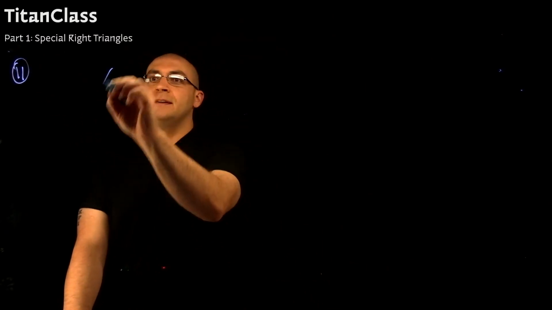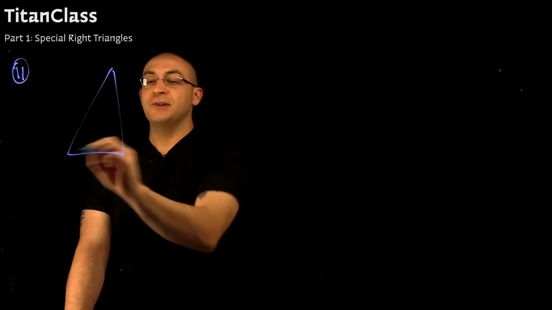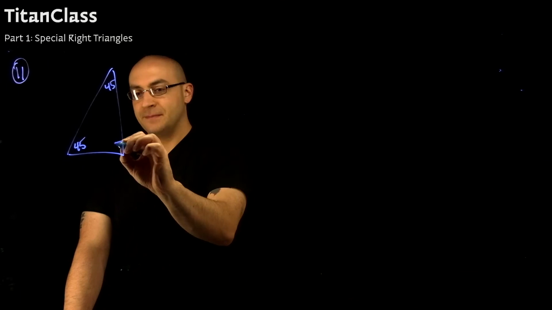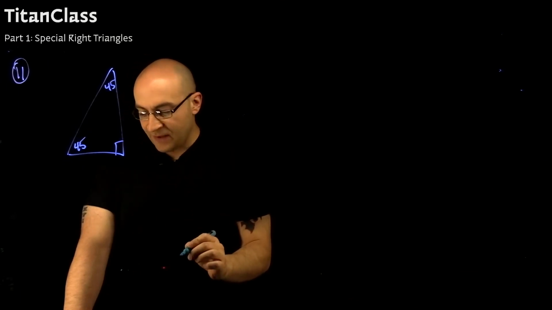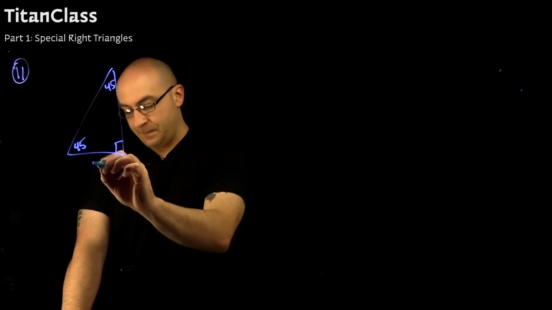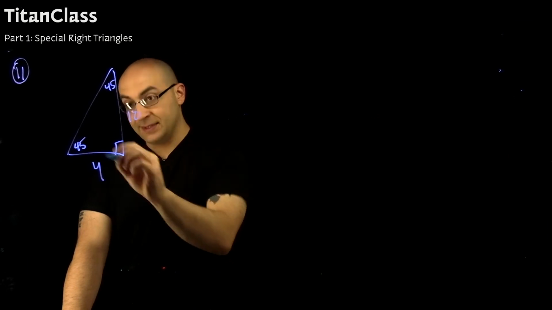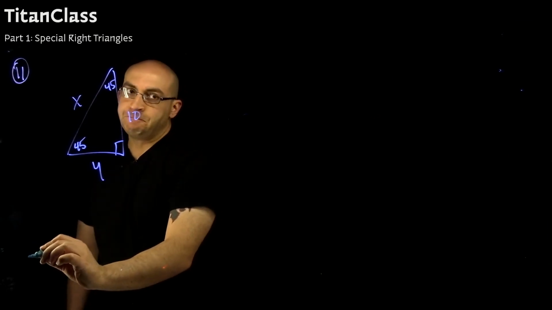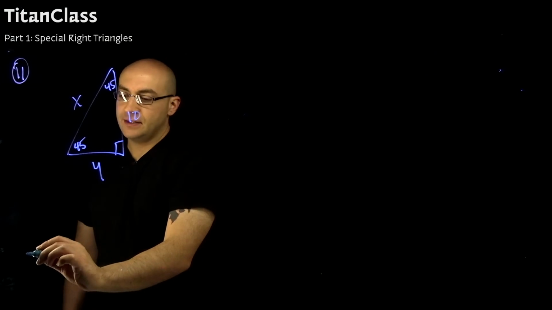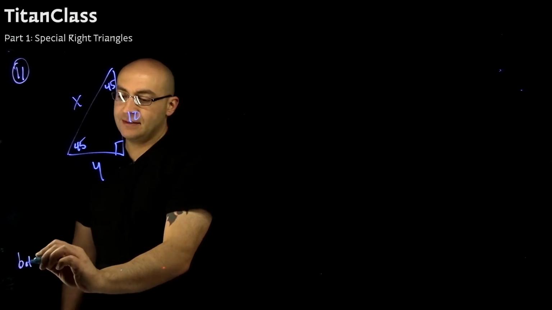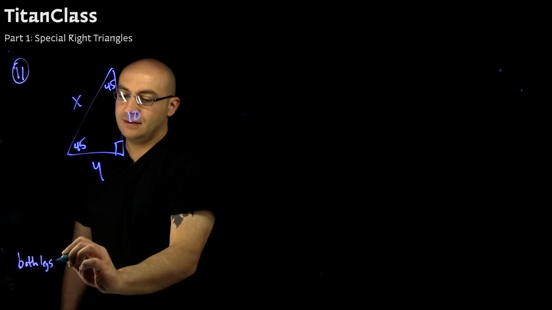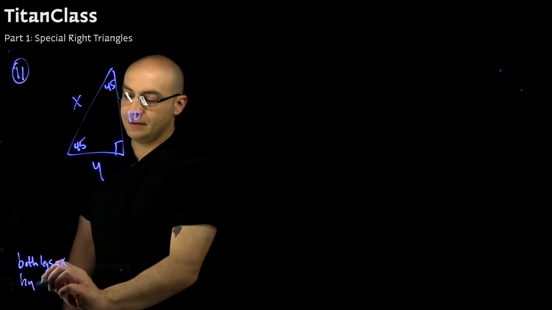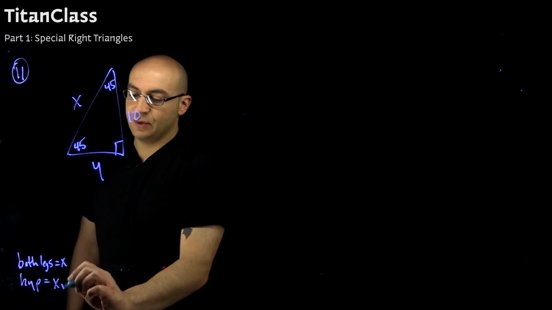Number 11. All right, now. Okay, this doesn't look like a 45, 45, 90. I promise you it is, because I'm labeling it as such. Okay, so in a 45, 45, 90, let me put a key after I put this down here. So the key for 45, 45, 90 is both legs are x, and the hypotenuse is x root 2.